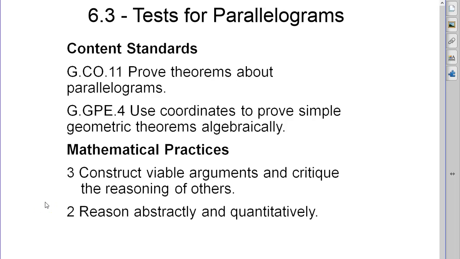Hello, here are the notes for section 6.3, tests for parallelograms. This section actually is very similar to section 6.2, save for a couple of little weird things and the idea of basically what we're doing.